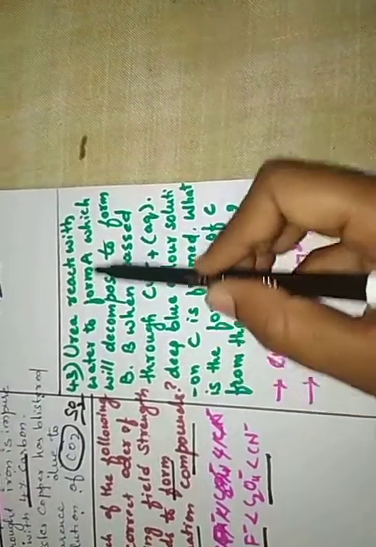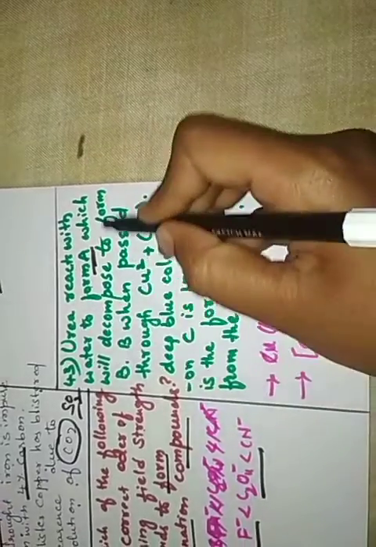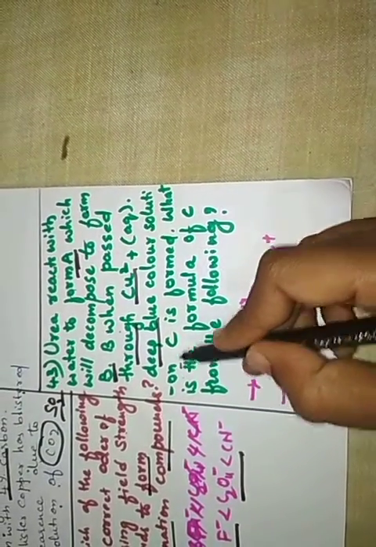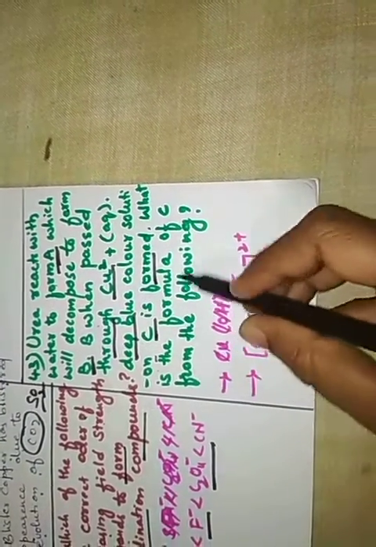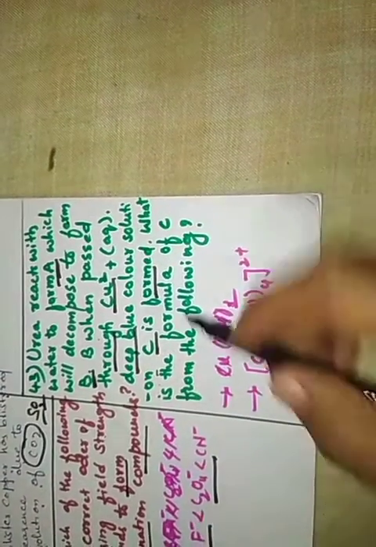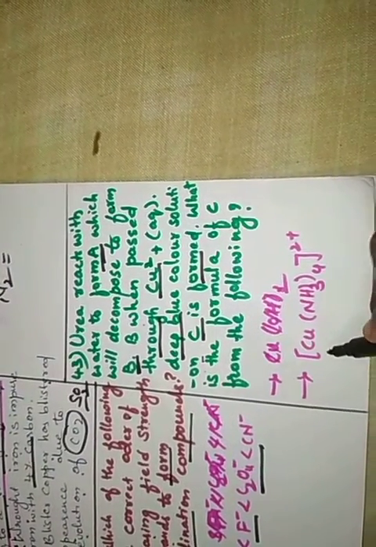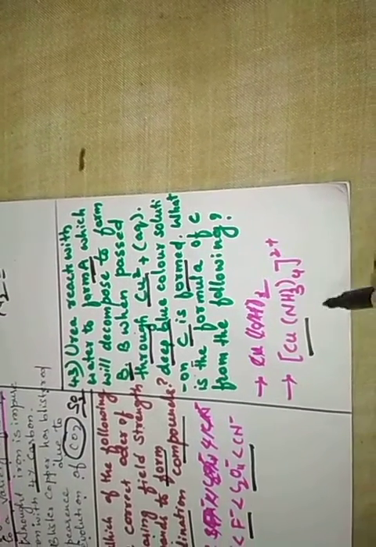Now 43rd question. Urea reacts with water to form A, which will decompose to form B. B, when passed through Cu2+, a deep blue colored solution C is formed. What is the formula of C from the following? If the copper reacts with ammonia, it forms a deep blue color, that is tetraamminecopper(II). Understood? Tetraamminecopper(II).